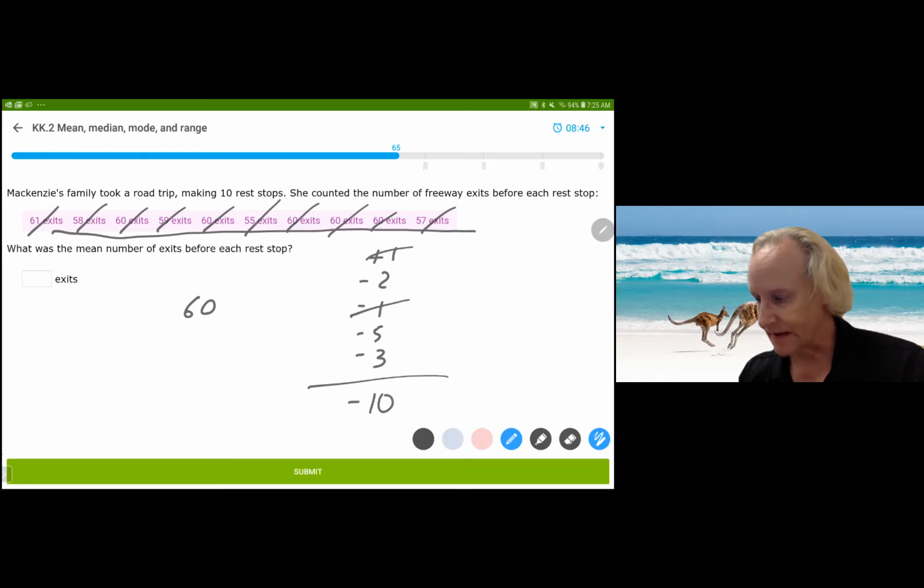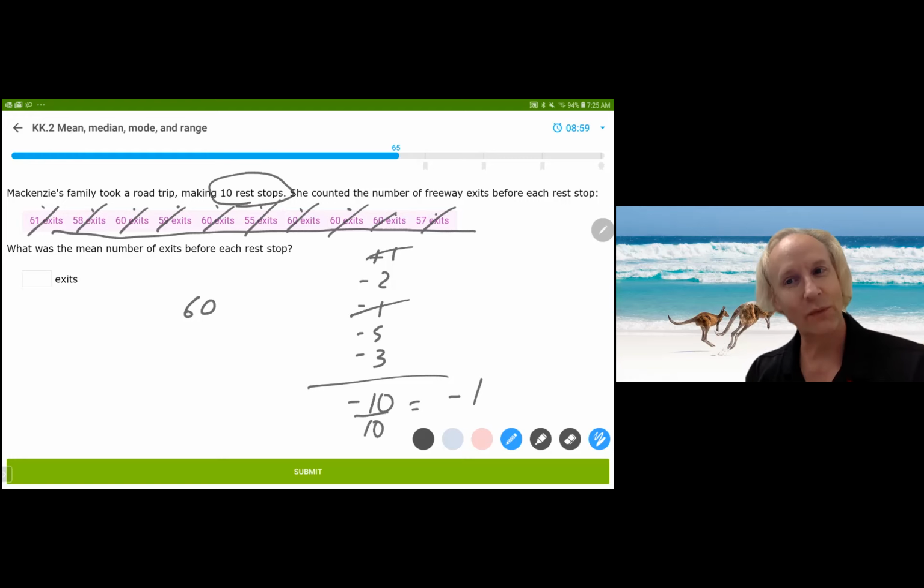And there are 10 rest stops. So we know that there's 10 altogether. 1, 2, 3, 4, 5, 6, 7, 8, 9, 10. And if you divide this by 10, you get -1. So can you tell what the average really is? I guessed that it was 60, but when I checked all the differences, I got an average difference of -1, which means that it is 59.